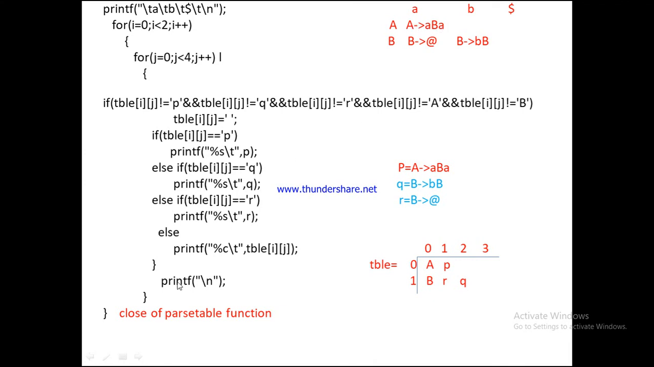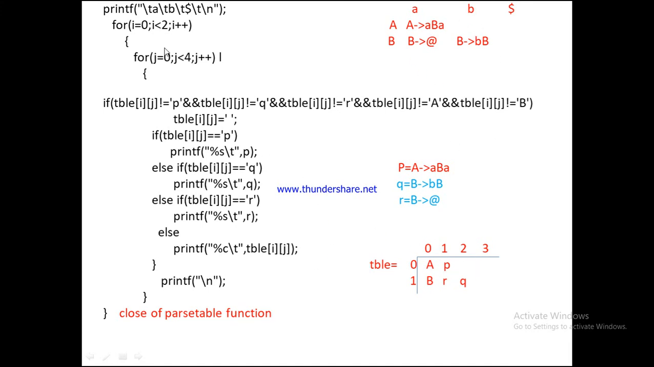Then after that, again the j value will be incremented. Now what is the j value? It is 2. Now I am coming and checking table of 0 2. What is the table of 0 2 entry you are having? Nothing. Then not equal to P true, not equal to Q true, not equal to R true, not equal to A true, everything is true. Then in that particular entry, 0 2, I am printing the space. That is what we are doing.